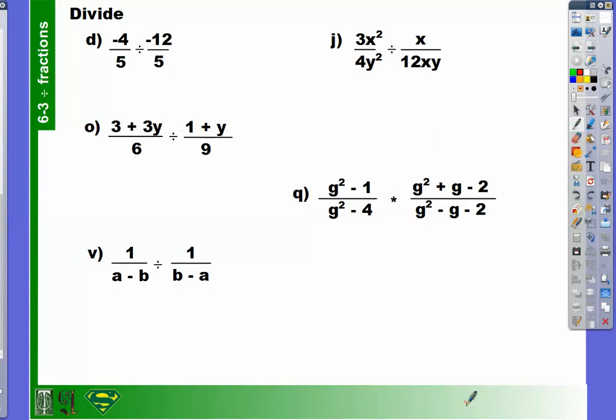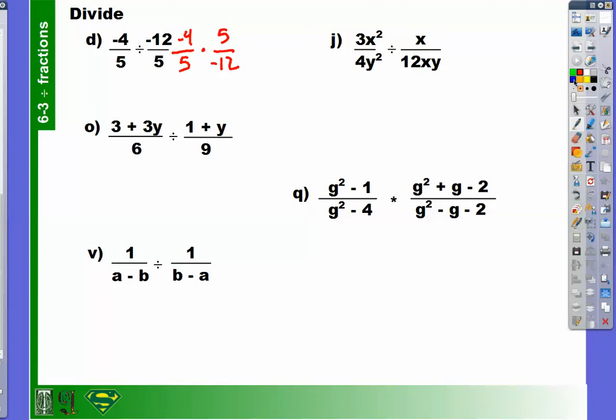Avery? You have to multiply by the reciprocal. I have to multiply by the reciprocal. And you told me that the second term has to be flipped. So we're finding the reciprocal of the second term. Our first term remains the same, and our second term is the one that switches.